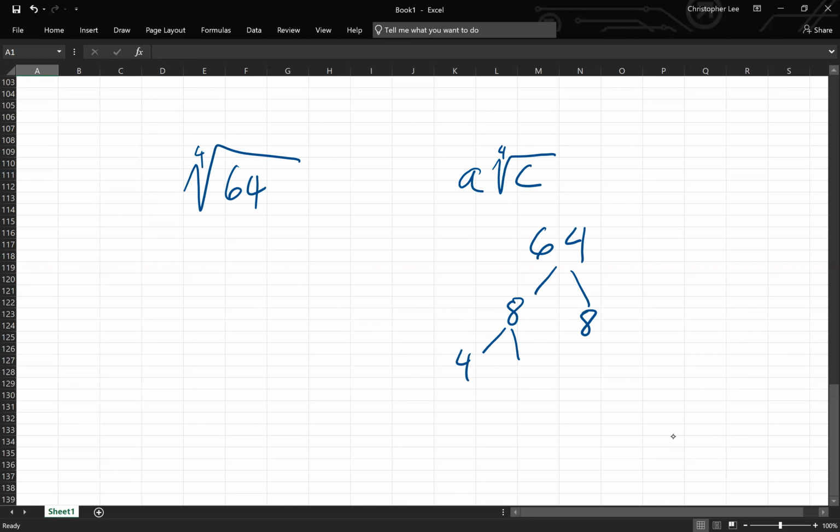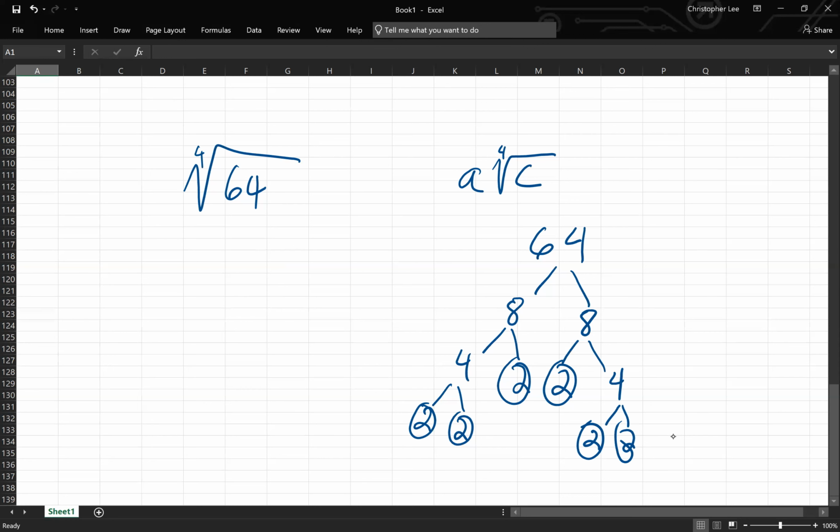Now what do I got? I got 4 and I got 2. 2 is prime, right? I got 2, I got 4. And just keep breaking it down, right? This becomes what? 2 and 2? And 2 and 2. Right? So I'm telling you that 1, 2, 3, 4, 5, 6. I'm telling you that 2 raised to the 6th power is the same as 64.